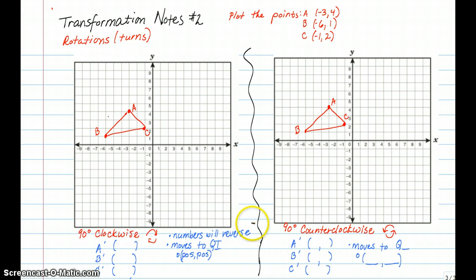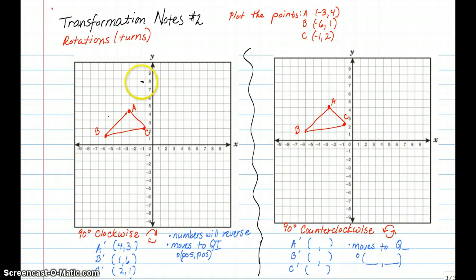What does that mean? Well, let's just not even worry about the negative. If you have 3, 4, it's going to become 4, 3. If you have 6, 1, it's going to become 1, 6. And if you have 1, 2, it's going to become 2, 1. Now, you can do the signs in a couple of ways. I'm looking at the first one right now. You'll do the second one on your own.